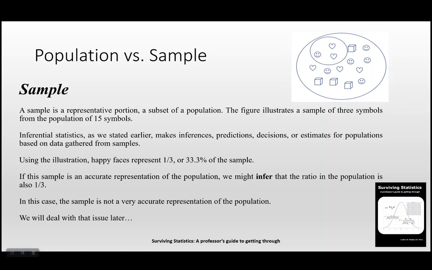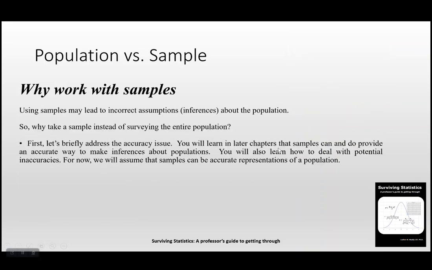Now using the illustration, with the sample that I've gathered, happy faces represent 1/3 of the sample. Using inferential statistics, I might make the assumption in this case that of the population, 1/3 of those might be happy faces. Well, that is not really correct, because if you look, that is not an accurate representation. And so we have a little bit of a problem sometimes with accuracies in samples representing populations. But we'll talk about that as we get further in Surviving Statistics.